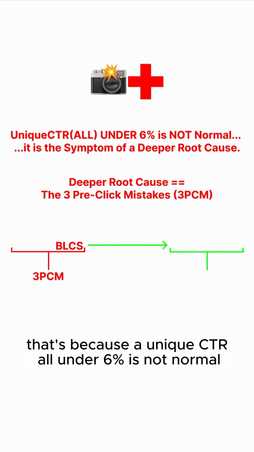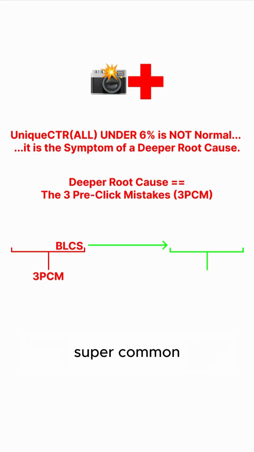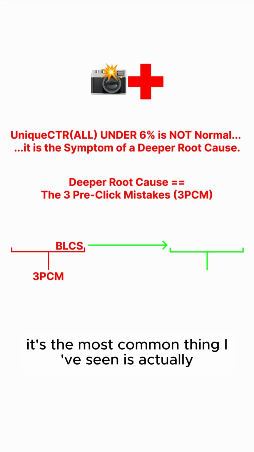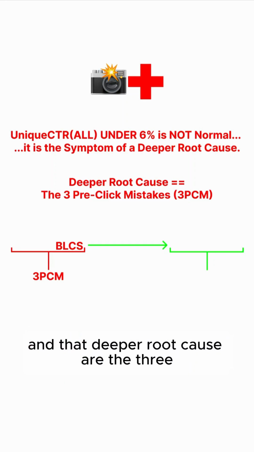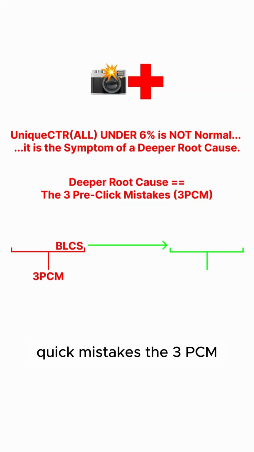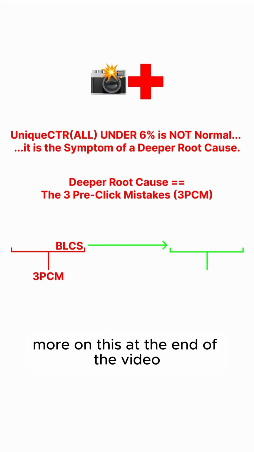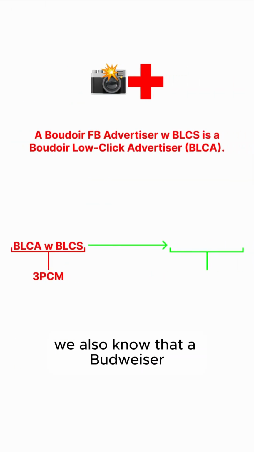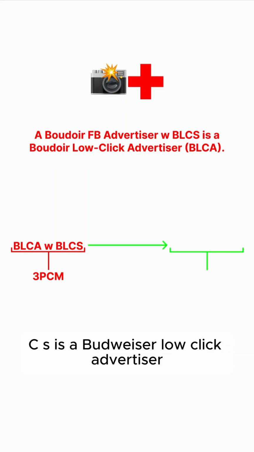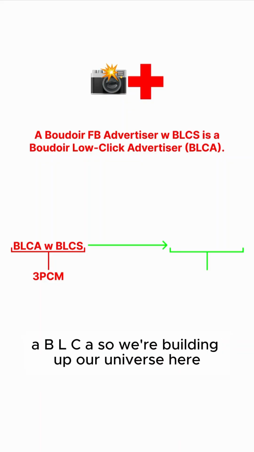That's because a unique CTR under 6% is not normal. Super common, it's the most common thing I've seen, but this is actually the symptom of a deeper root cause. And that deeper root cause is the three pre-click mistakes, the three PCM. More on this at the end of the video. We also know that a Boudoir Facebook advertiser with BLCS is a Boudoir low-click advertiser, a BLCA.